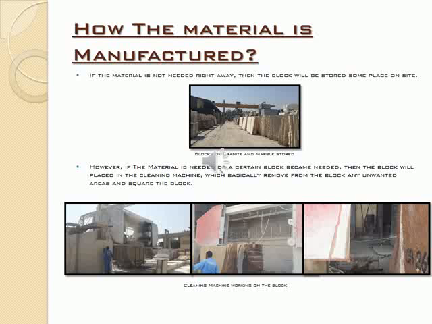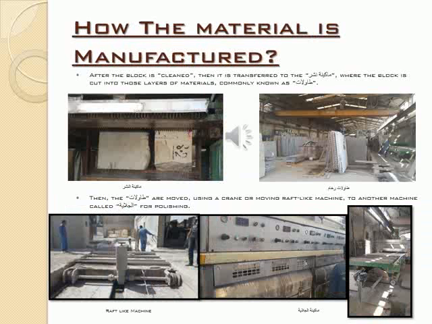So the machine is called the cleaning machine, or مكنة النظافة, and that machine basically removes any unwanted material in the block and makes the block square, or as they call it, تربيع البلوك. After my block اتربع, it's time for it to be moved to another machine. That machine is called مكنة النشر.